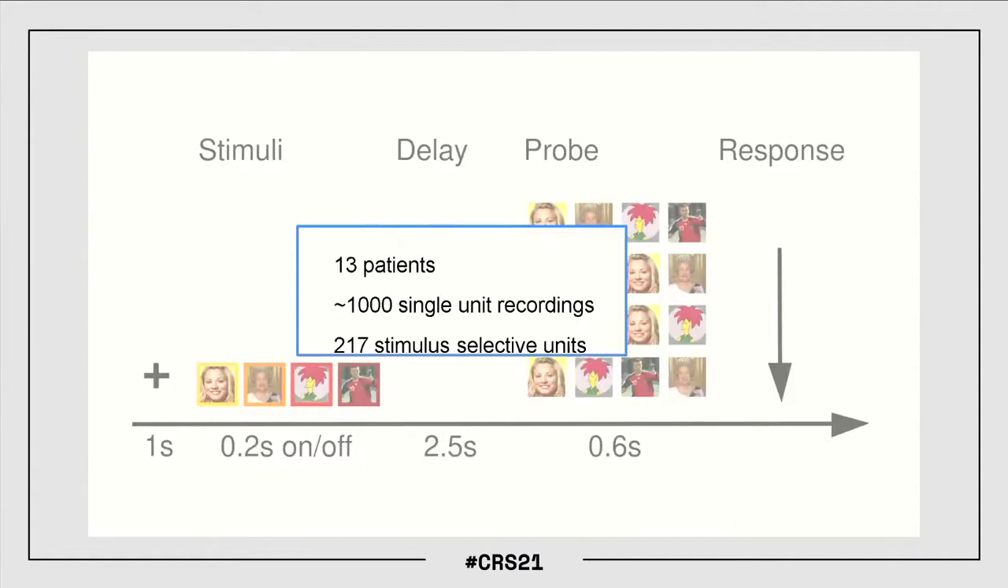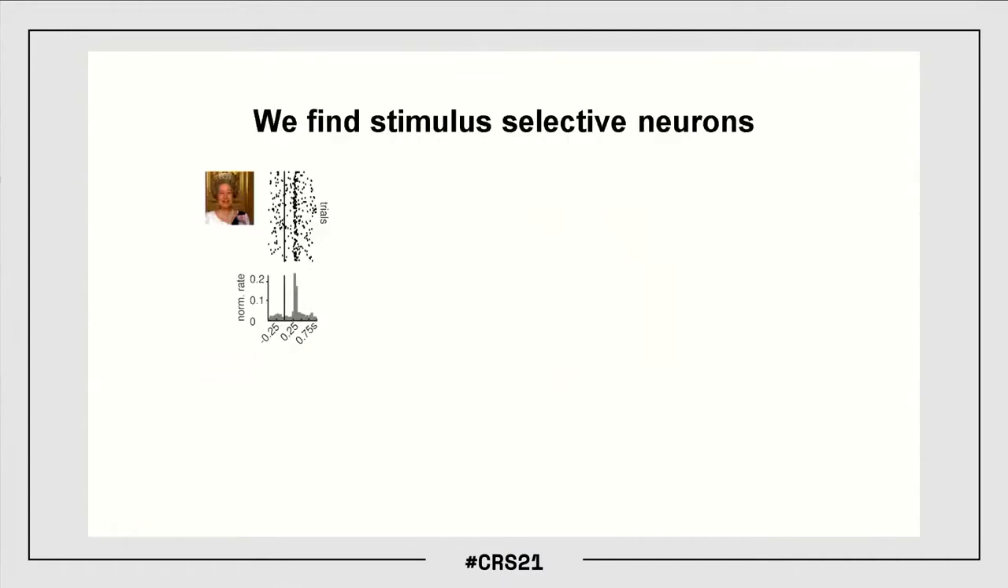In total, we had access to data from 13 patients, containing in total over 1,000 single unit recordings, from which we picked 217 stimulus selective units. So what do these stimulus selective units look like? Here we can see example spiking behavior of a cell at which a particular stimulus, in this case the Queen of England, was presented at a time corresponding to this vertical black bar. We can see that this neuron or unit clearly increases its spiking rate right after the stimulus is presented.